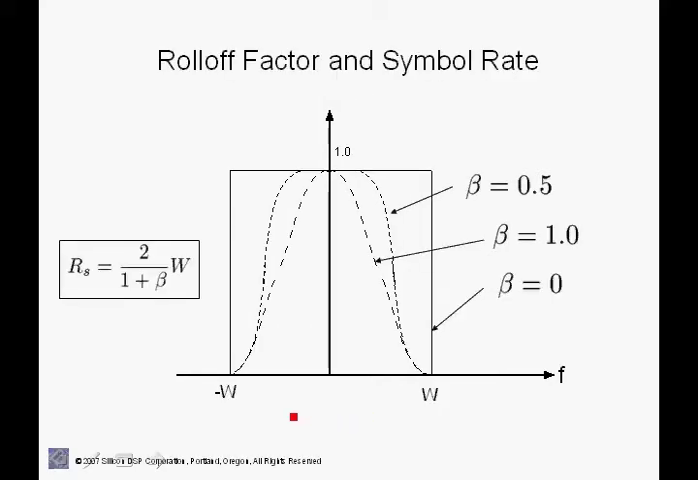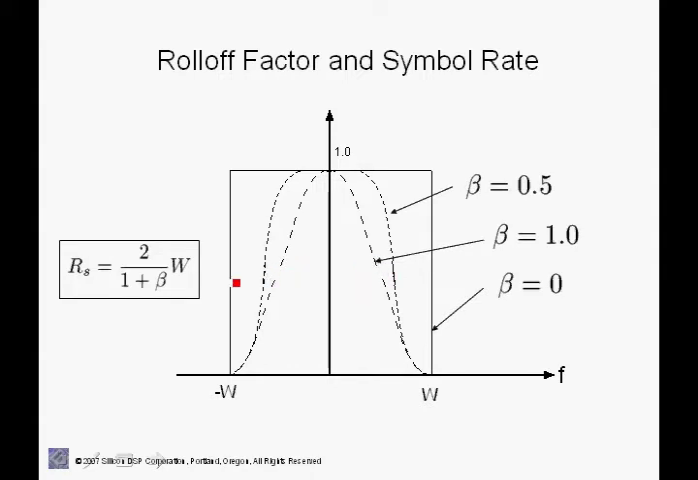In this diagram, we're illustrating the relationship between the symbol rate, the bandwidth and the roll-off factor. So consider the case here where we have a bandwidth of W hertz, so we have a channel that is band limited to W hertz, and we have the various raised cosine filters with roll-off factors: beta equals 0 for the rectangle, beta equals 1 for the case where we have 100% excess bandwidth, and beta equals a half for 50% excess bandwidth.